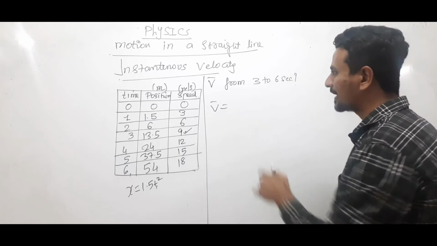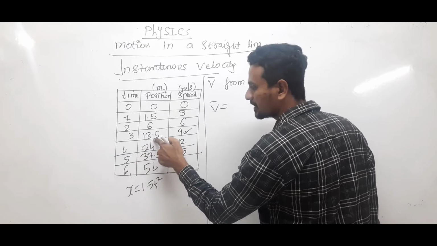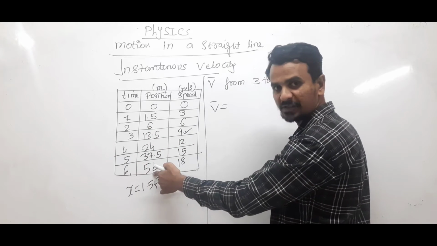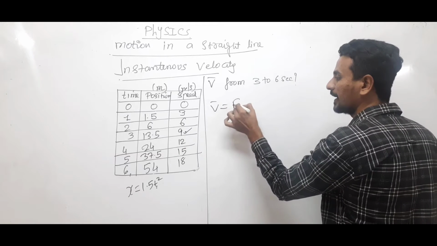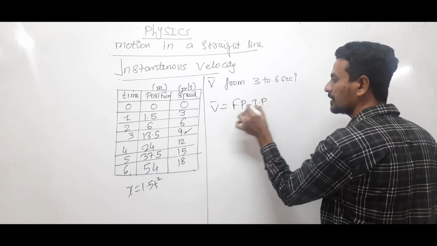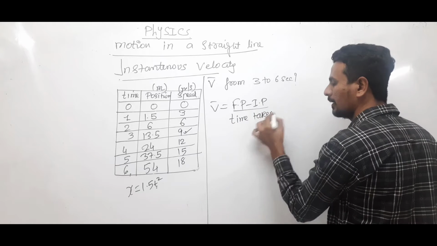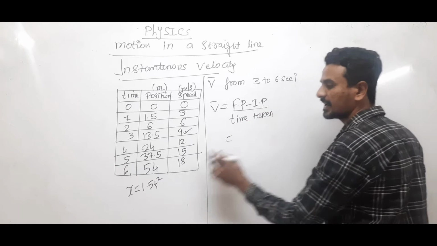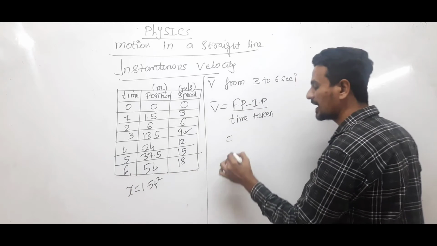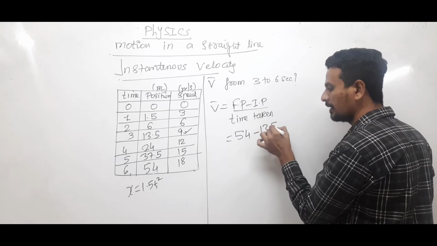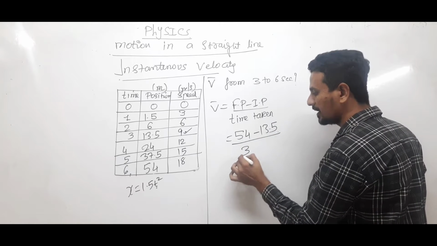At 3 seconds the position is known as the initial position, and at 6 seconds the position is the final position. Average velocity means final position minus initial position upon time taken. At 6 seconds, what is the position? 54. That will be the final position. Initial position is 13.5, upon time taken, 3.